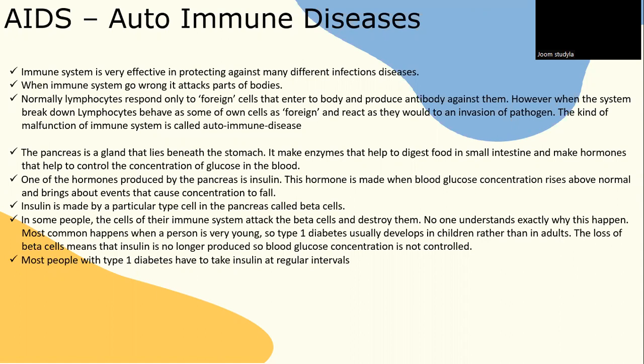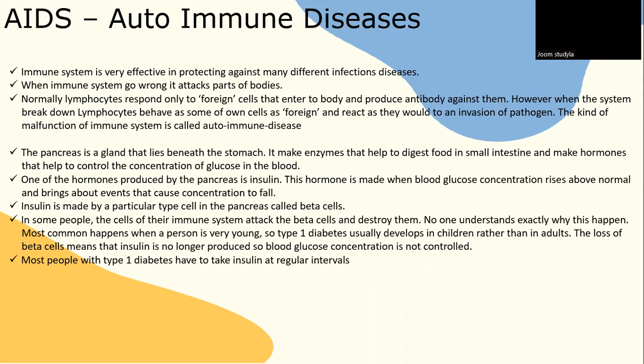Let's look into how type 1 diabetes develops. The pancreas is a gland that lies beneath the stomach. It makes enzymes that help to digest food in the small intestine and makes hormones that help to control the concentration of glucose in the blood. One of the hormones produced by the pancreas is insulin. This hormone is made when blood glucose concentration rises above normal and brings about events that cause the concentration to fall.